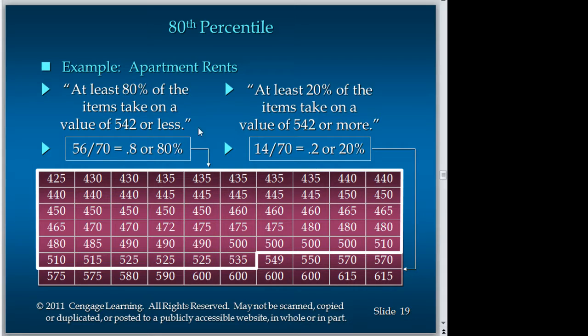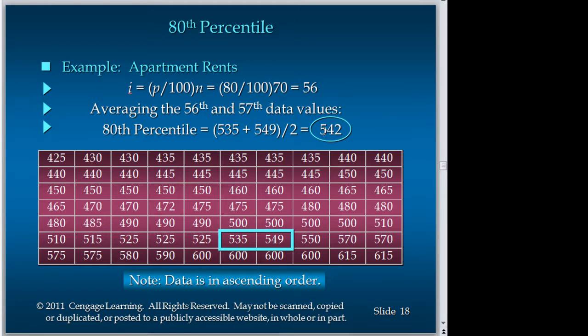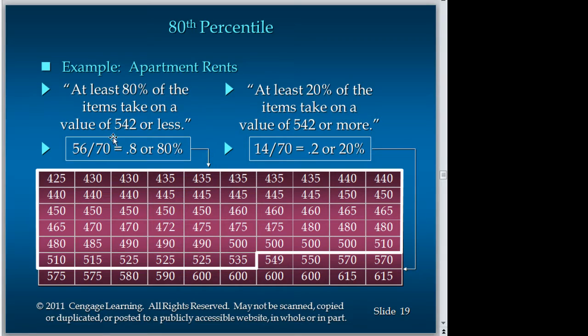So at least 80% of items fall behind this value that we just found, 542, right? At least 20% of the items take 542 or more, right? So 542 or less, 80%; 542 or more, 20%, right? Box it up like this. Okay.